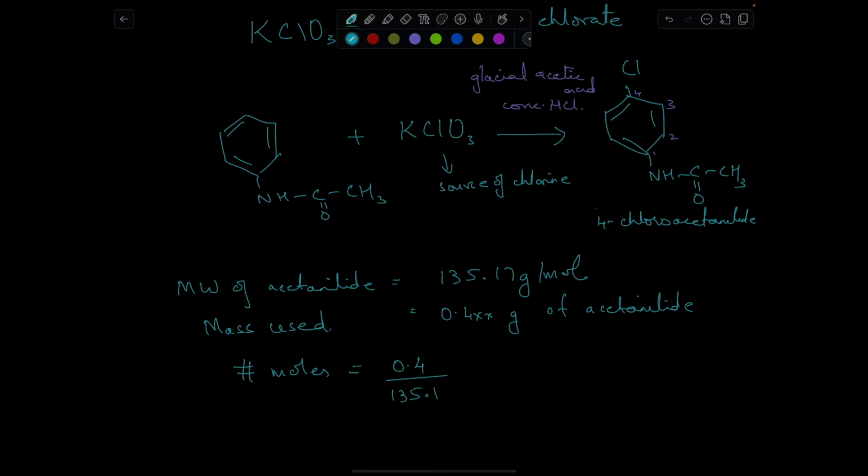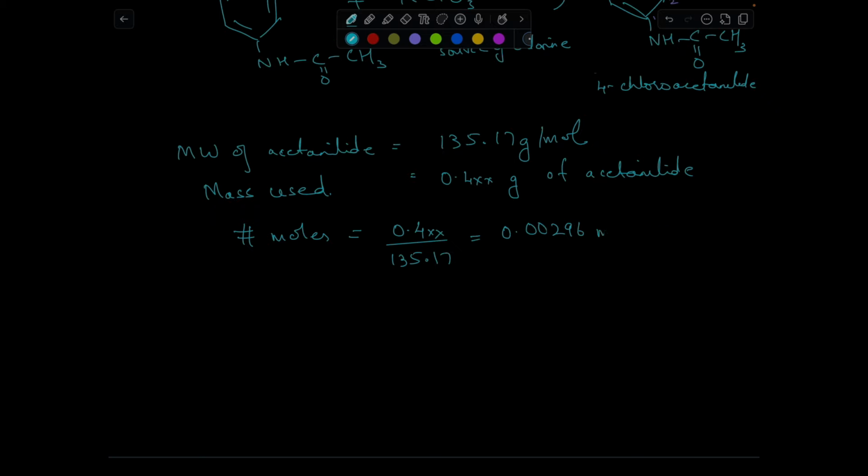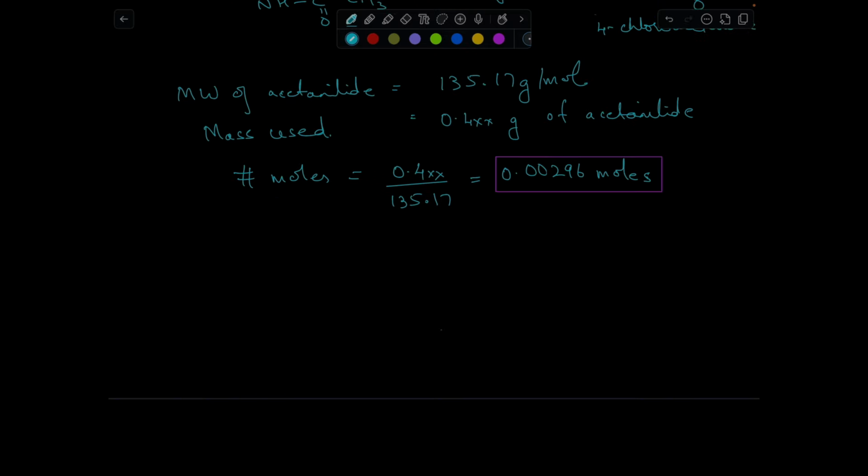So number of moles is 0.4XX over 135 grams per mole, and you should get, if we use 3 significant figures, 0.00296 moles, because we have 0.4XX which has 3 significant figures.